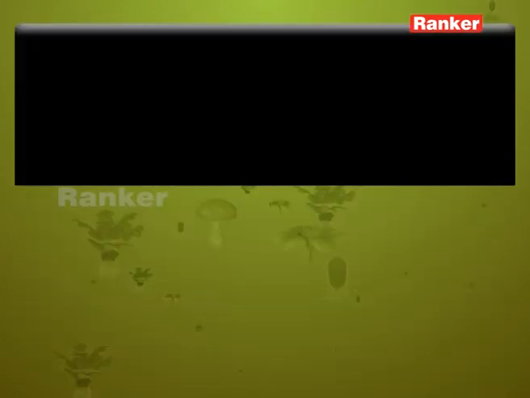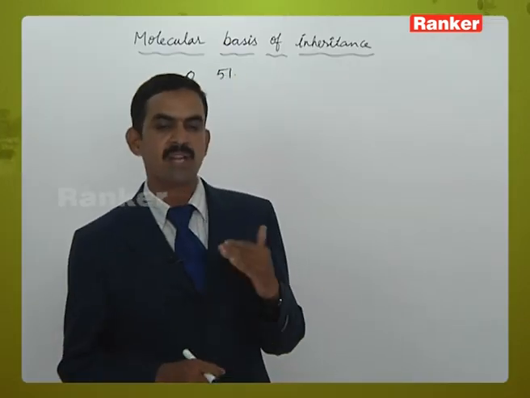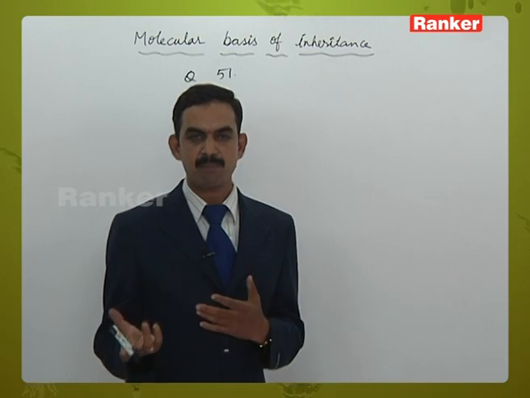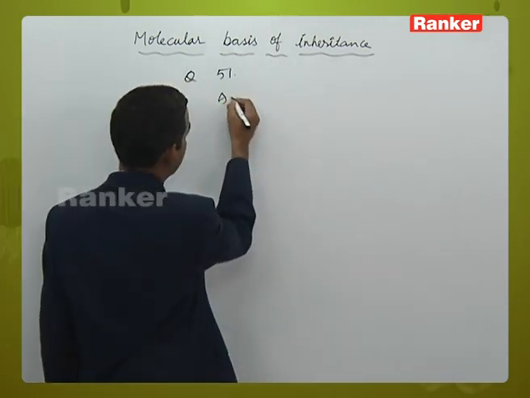Question number 51. Assertion: insertion or deletion of one or two bases changes the reading frame from that point of insertion or deletion. Reason: the disease sickle cell anemia is caused due to point mutations. Okay, from that you have to identify whether the statements are true or false. Let's come to the first assertion statement.